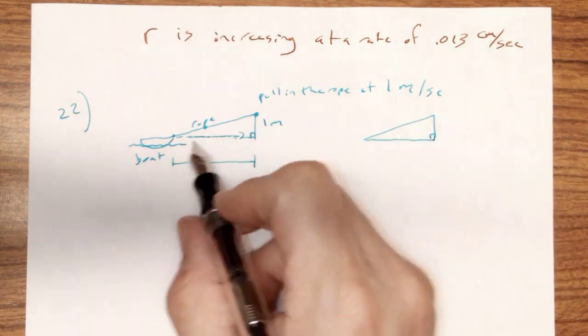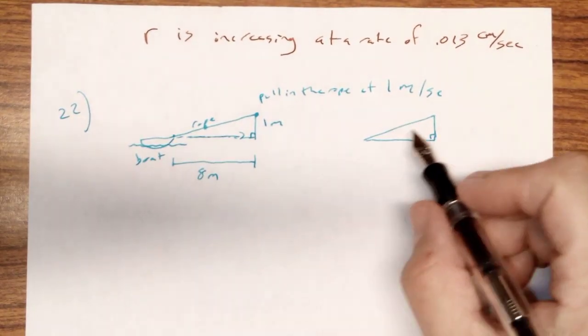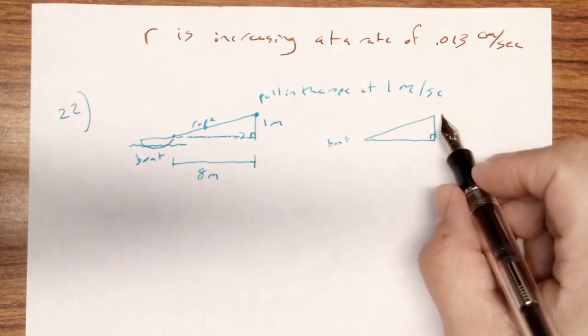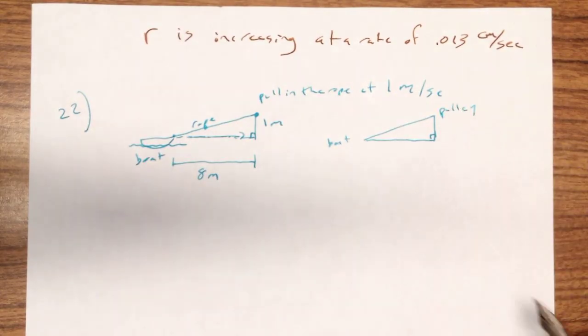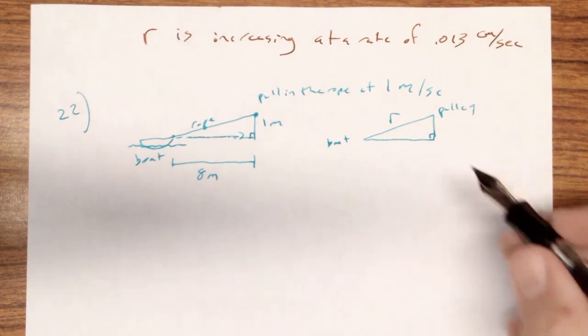There's a little right triangle here. I'm going to put it over here for the moment. The boat's in this corner. The pulley's in this corner. What do I know that's changing? Oh, I know the rope is changing. So we give it a letter because that's changing with respect to time. I also know that the distance from the boat to the dock is changing.